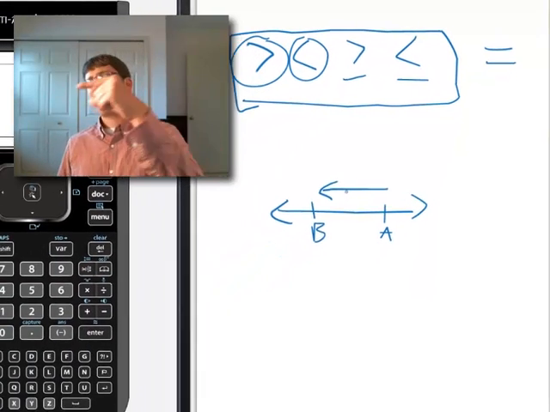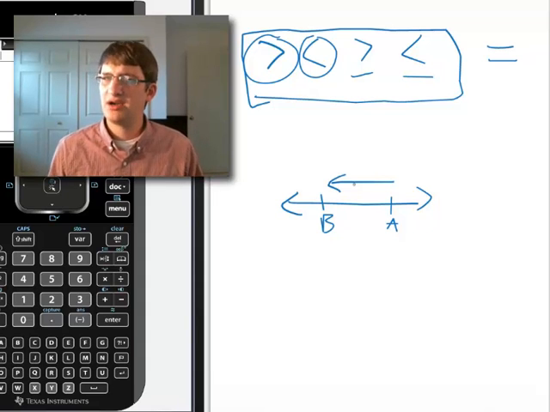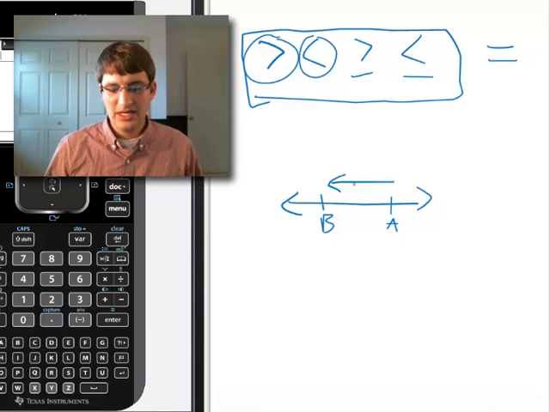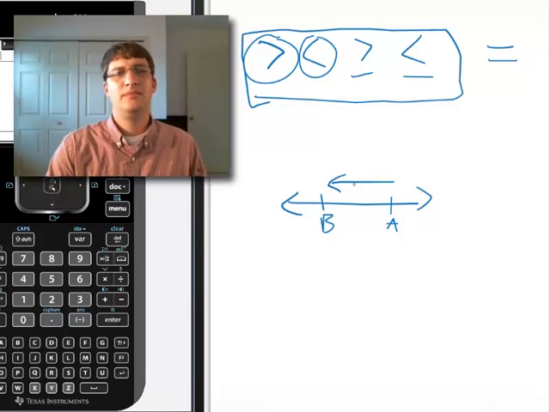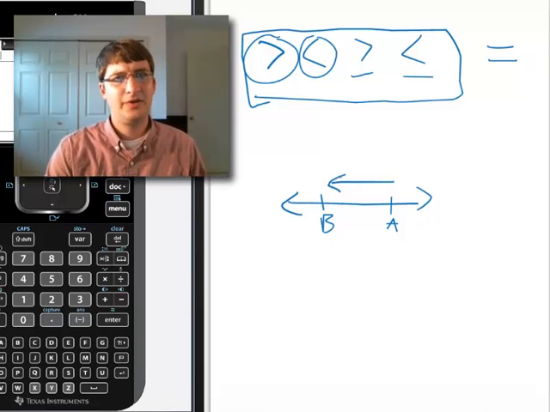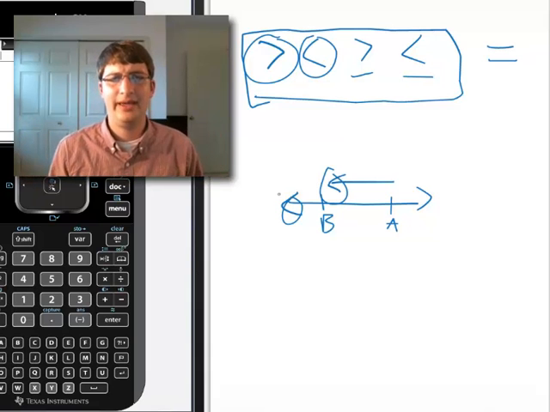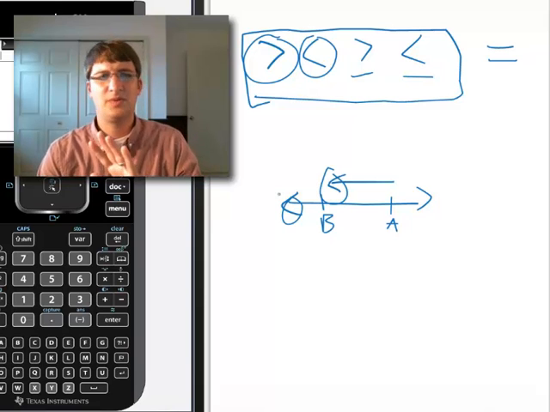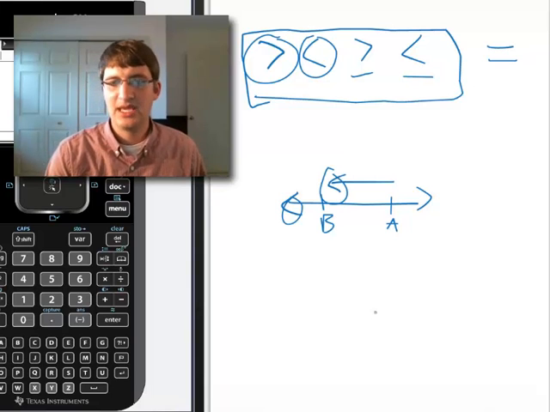When you move left on a number line, I want you to think to yourself, what happens to numbers? Do they get bigger or smaller? They get smaller, okay? So when you move left on a number line, numbers get smaller. Notice that both of these arrows have in common that they're pointing to the left. Another word for smaller, because when we move left on a number line things get smaller, is the word less, okay?